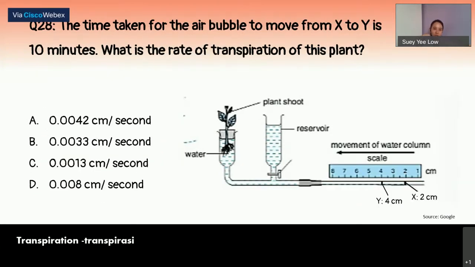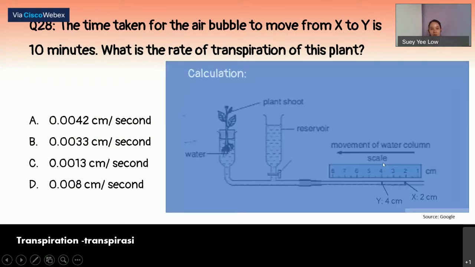Question 28. The time taken for an air bubble to move from X to Y is 10 minutes. What will be the rate of transpiration for this plant? At the beginning, X is 2 cm, then it slowly goes towards Y, which is at 4 centimeter. If you get this kind of question, here I tell you how to calculate.